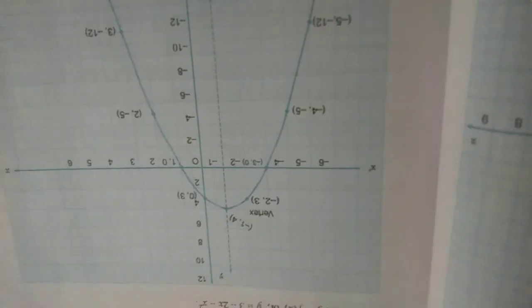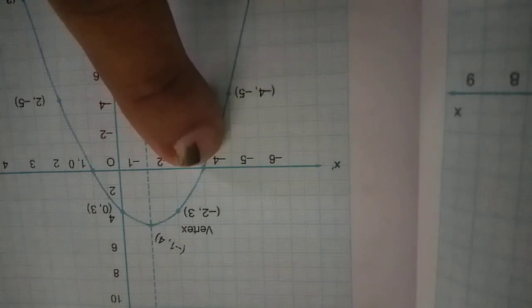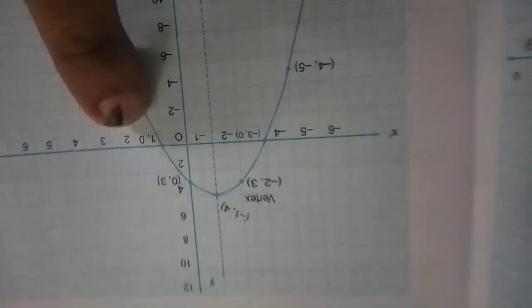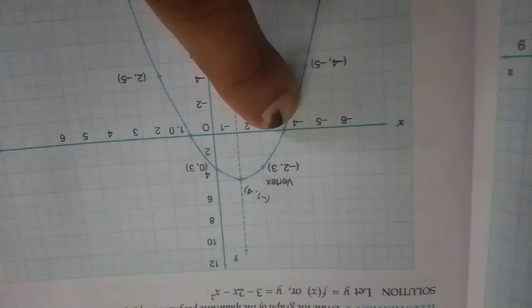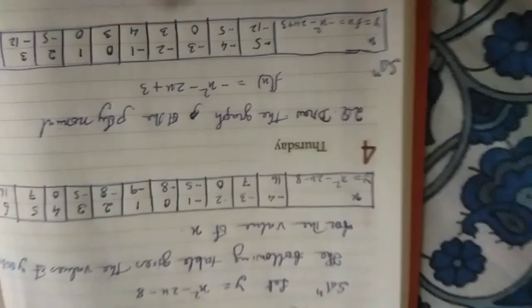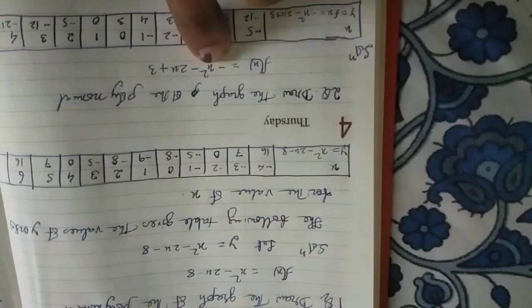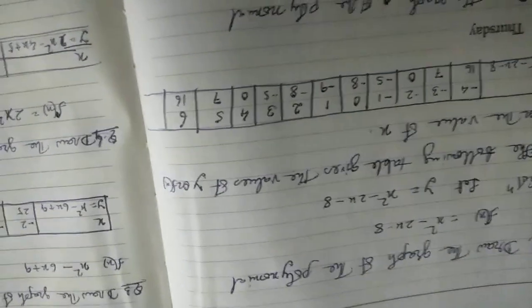This is the graph. That graph is sloping downward, and this graph intersects at 2 points. One is at (-3, 0), and the next one is at (1, 0). So the zeros are -3 and 1, and this graph is sloping downward because here x square is minus.